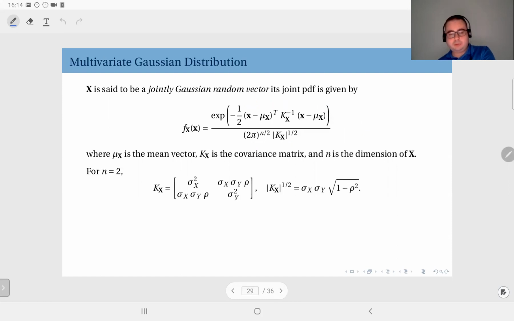And of course, if you look at the special case for n equals 2, you get this covariance matrix, and you can compute its determinant and its square root from this quite easily. And also you can invert this by exchanging these two and then negating these two and then dividing by the determinant. You can easily get the inverse of this matrix. So if you write it, you will see that it's exactly the bivariate Gaussian distribution we have seen before.